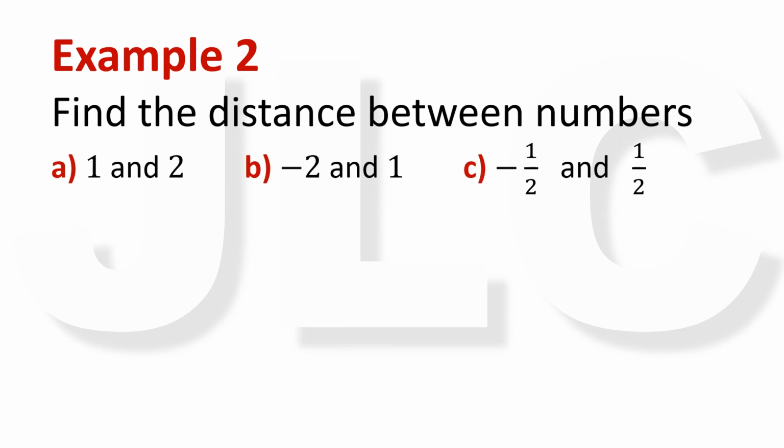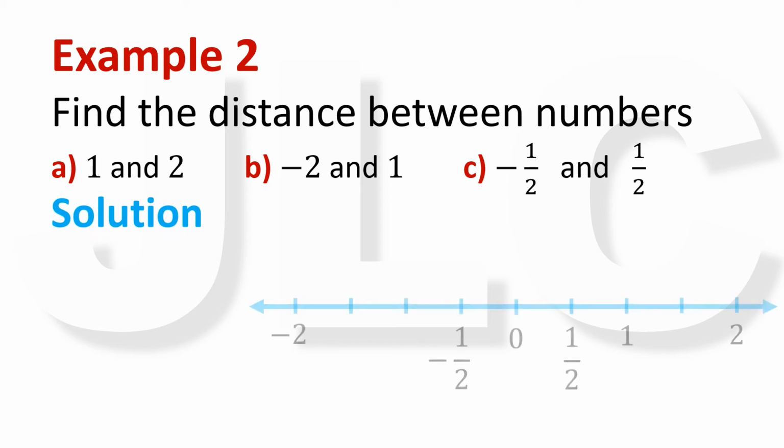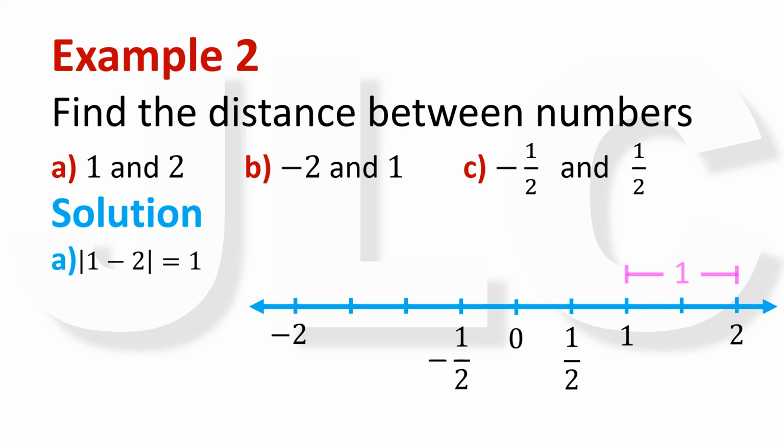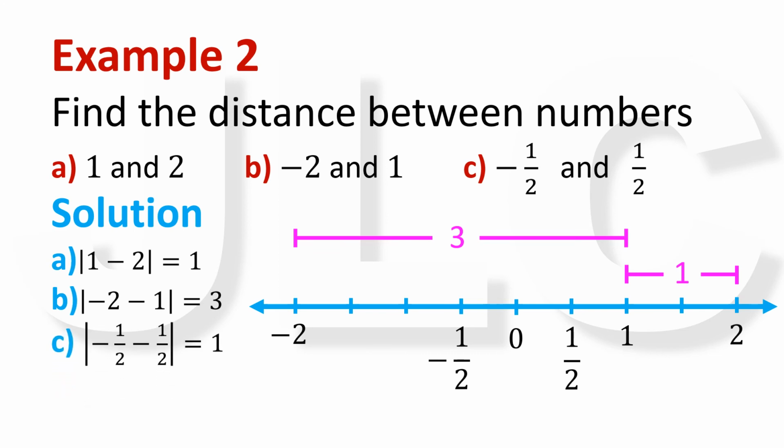Example 2. Find the distance between the following pairs of numbers on the real line. From our definition and looking at the real line, the distance between 1 and 2 is the absolute value of 1 minus 2 equals 1. The distance between negative 2 and 1 is the absolute value of negative 2 minus 1 equals 3. The distance between negative 1/2 and 1/2 is the absolute value of negative 1/2 minus 1/2 equals 1.